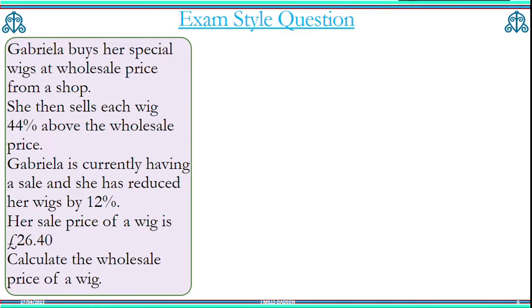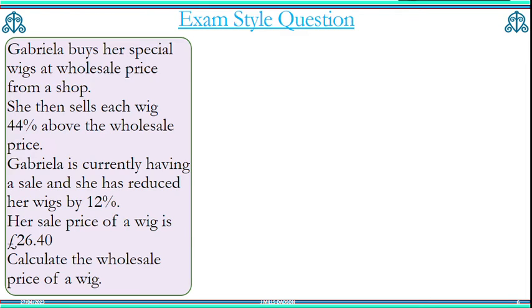Hello, welcome once again. Let's look at this exam style question on percentages. Gabriella buys her special wigs at wholesale price from a shop. She then sells each wig 44% above the wholesale price. Gabriella is currently having a sale and she has reduced her wig by 12%. Her sale price of a wig is £26.40. Calculate the wholesale price of a wig.